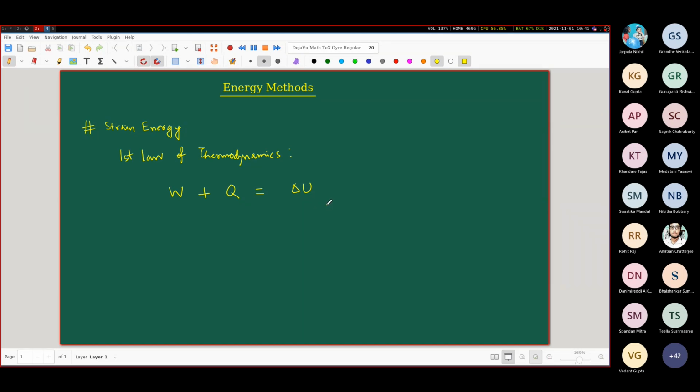You consider like a simple spring mass system. If you do work on it, what increases for the mass? Does it start moving? The mass starts moving or not? If you do work on it, then start moving means what? Kinetic energy.